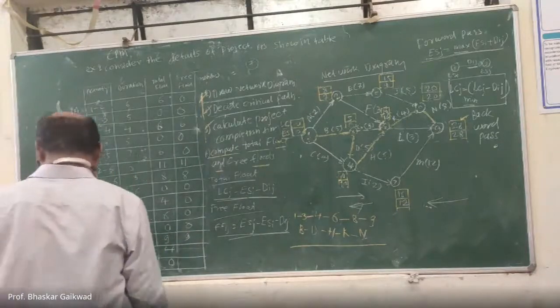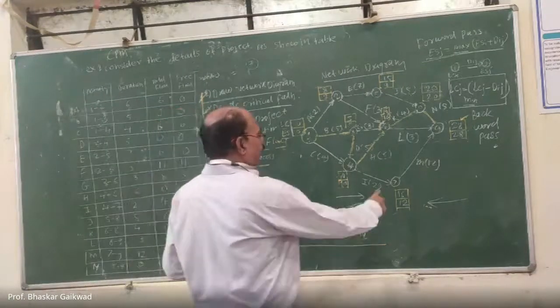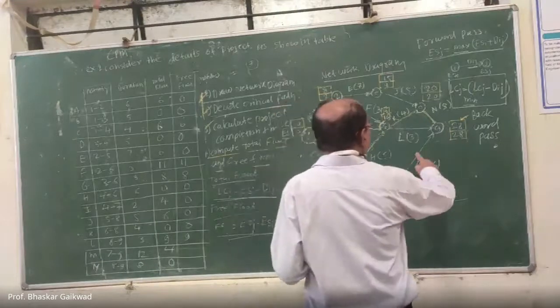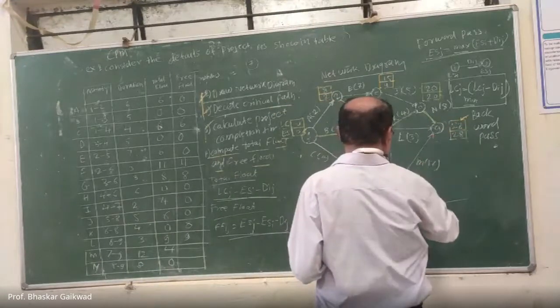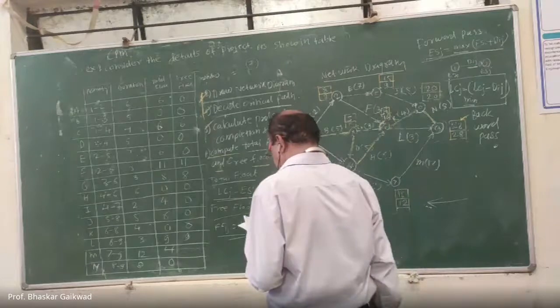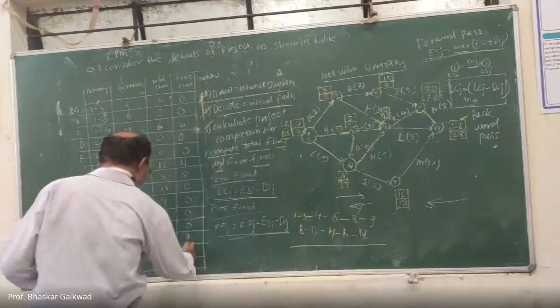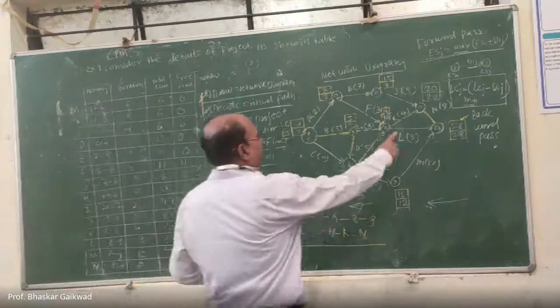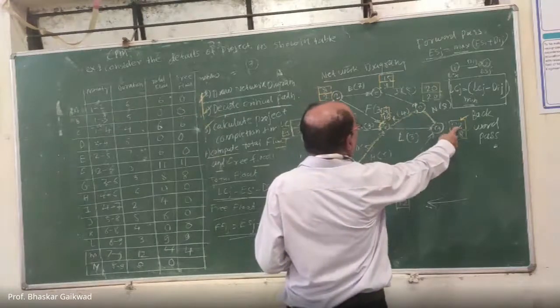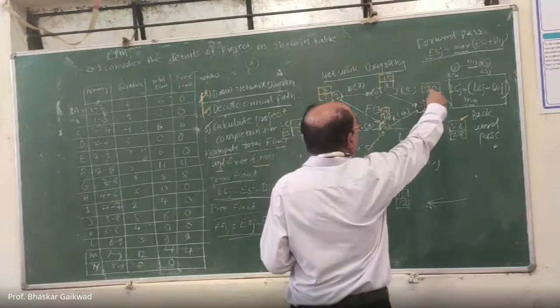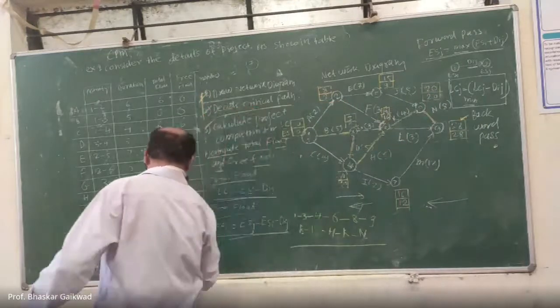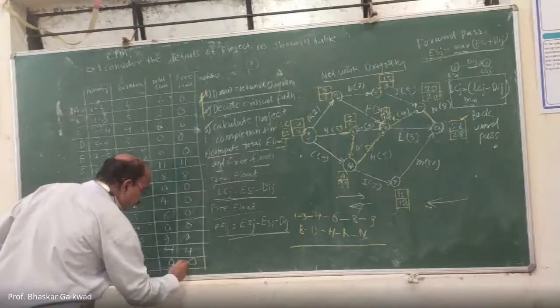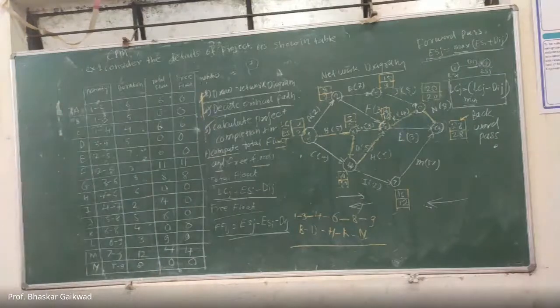Then M, this M, 28 minus 16 minus 12. So this is the 4. And N, 8 to 9. 28 minus 28 minus 8, 0. 0 is there. Correct. So this is the free float.